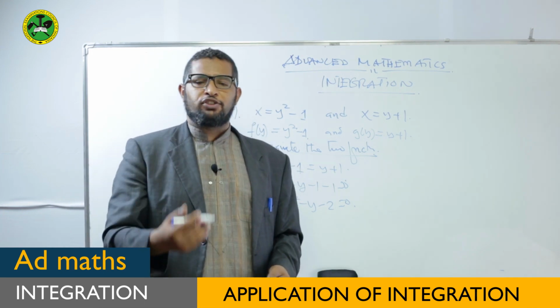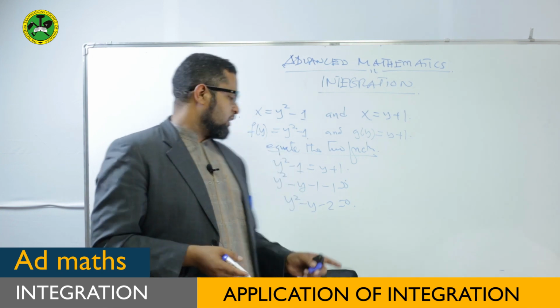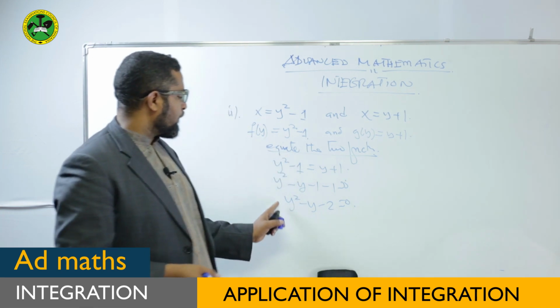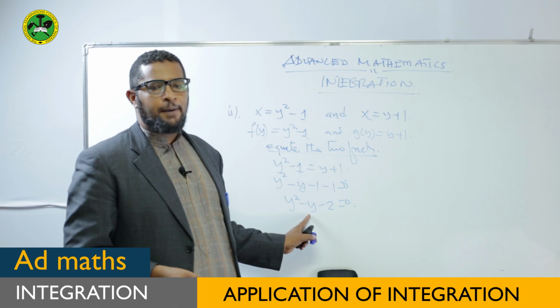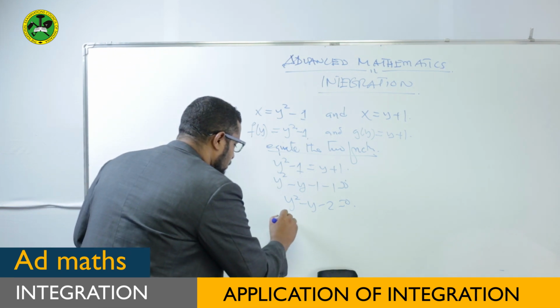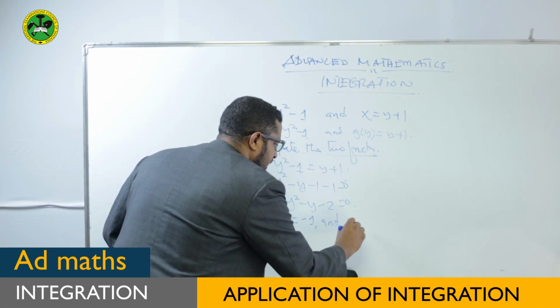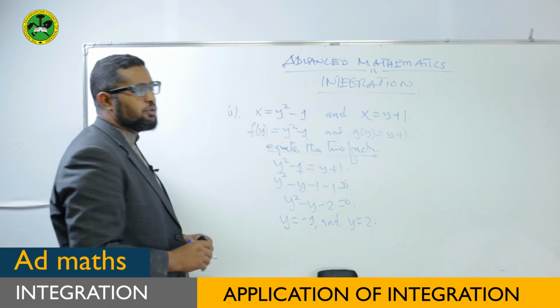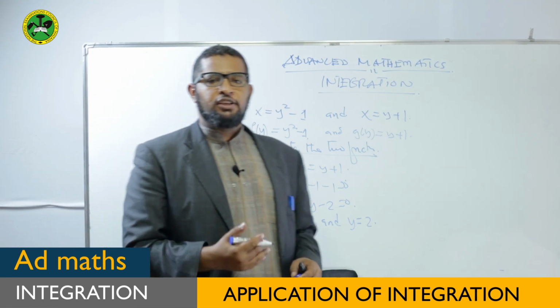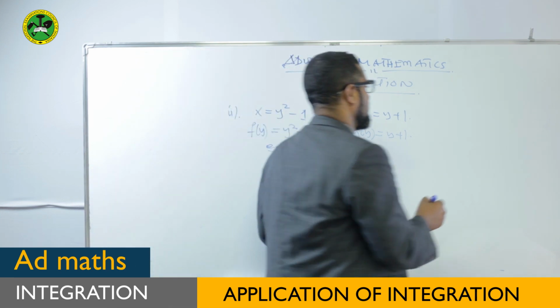Again, use the same technique. Use your calculator, go to equation, substitute the coefficients of y squared, that of y, and the constant. You will obtain the value of y is equal to -1 and the other one will be equal to +2. After having these values, go and draw the table of values.